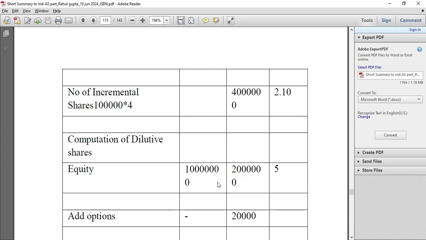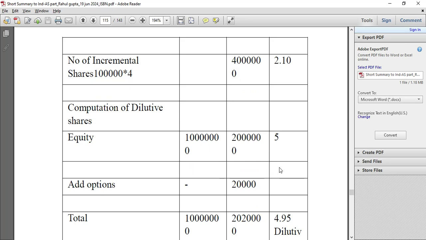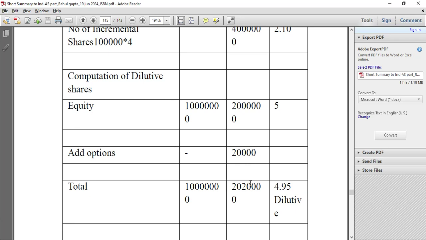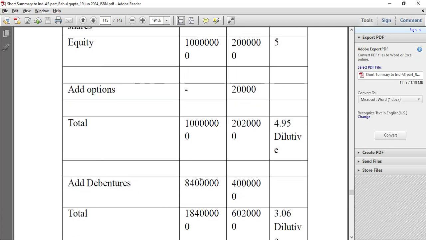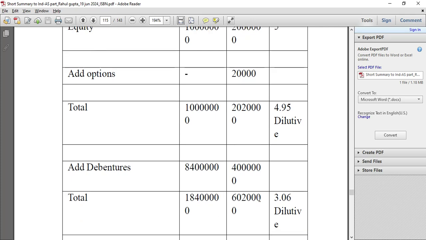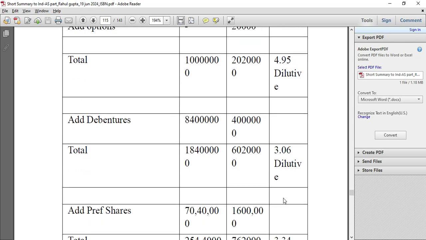Computation of dilutive earnings per share. Equity: 1 crore divided by 20 lakh, 5 per share. Add options 20,000. Total 1 crore divided by 20 lakh 20,000, that is 4.95. Since it has decreased, it is dilutive. Add debentures 84 lakhs and shares 40 lakhs: 1 crore 84 lakhs divided by 60 lakh 20,000, 3.06. Since it is reduced from 4.95 to 3.06, it is dilutive.